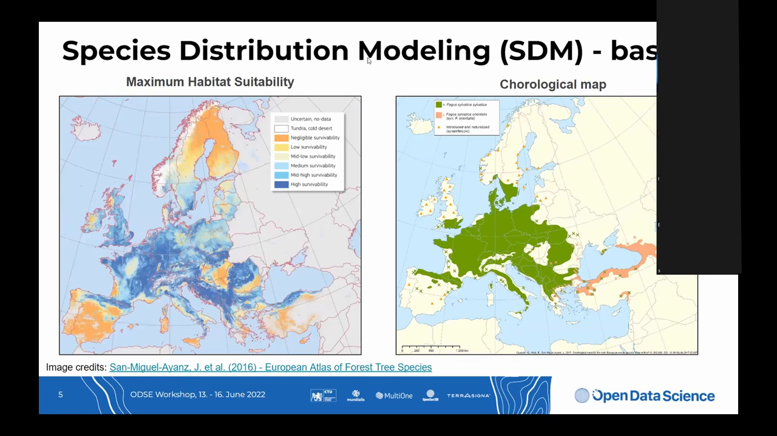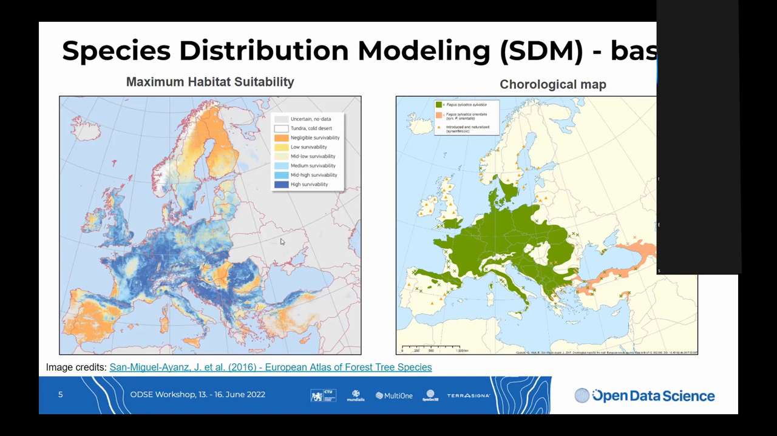So this is an idea of what's the state of the art for some species in Europe. It comes from the European Atlas of Forestry Species. This was the baseline that we started with. And you can see here on the right, a chronological map of the species, which is mostly a polygon drawn based on historical reconstruction of botanical records, while instead the maximum amount of suitability map here on the left is a probability map that categorizes different areas in Europe based on the survivability or not for a specific species.